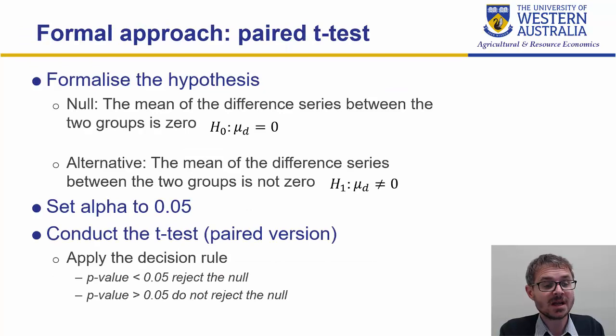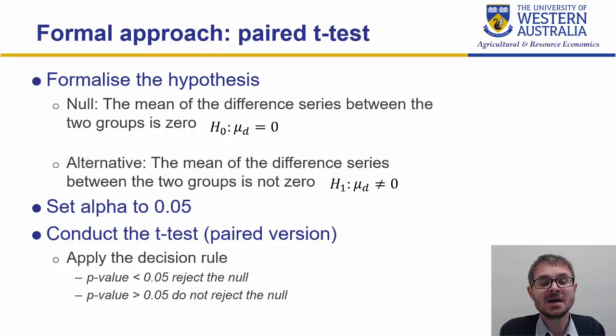So let's formalize our null: the mean of the difference series. We don't have independent observations. You can use the general language, which is just that the mean of the difference series is 0. We can also use more specific language: the difference between the measurements on electric conductivity before and after were the same. We always have alpha set to 0.05, which is our critical level for the p-value.